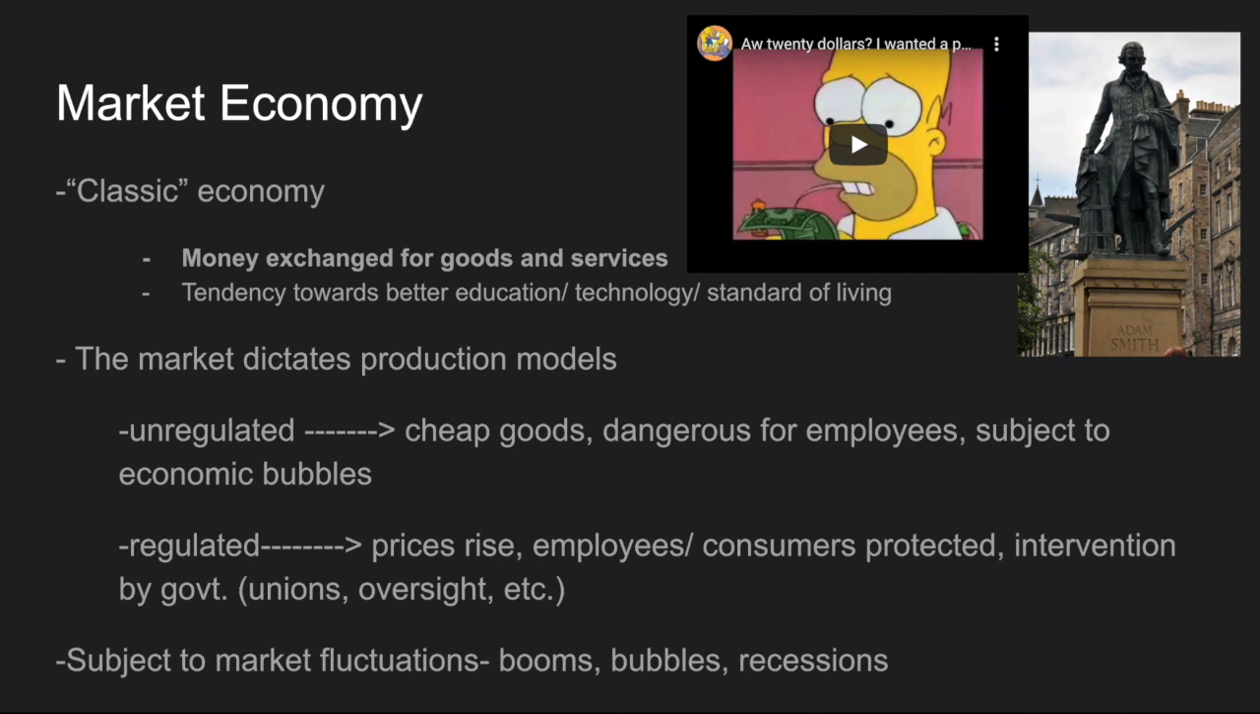And also, you're subject to recessions where people spend too much money too quickly, and all of a sudden they realize, oh no, we can't pay off all of our debts, and things go to hell in a handbasket.